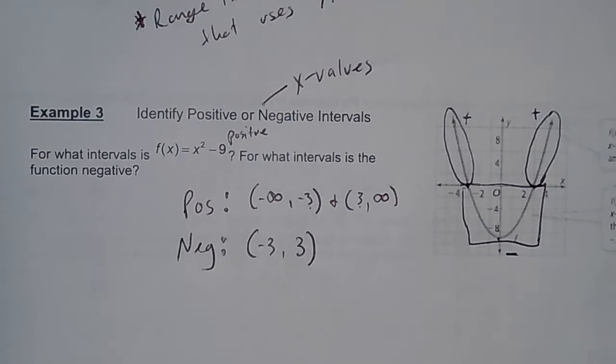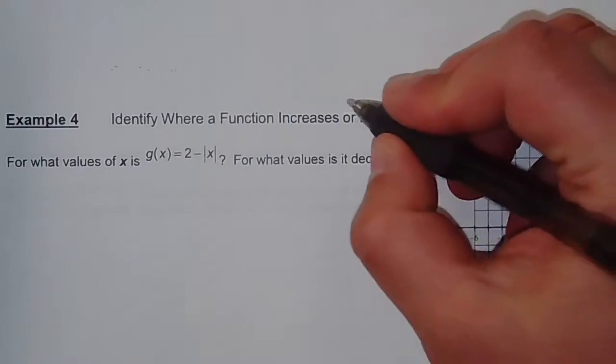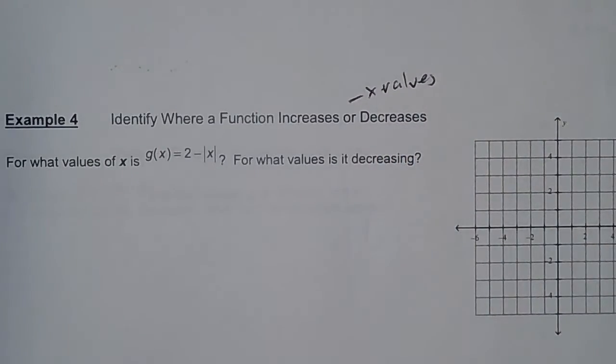Any questions about those two concepts right now? So stick to your x values. That's what we're looking for. Different from positive and negative is increasing and decreasing. There are still intervals, and we're still only going to use x values. Like we said before, the same rules apply here, but now we're talking about when a function is increasing and when a function is decreasing.